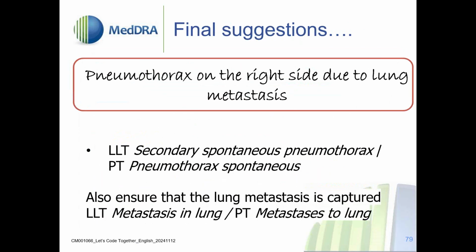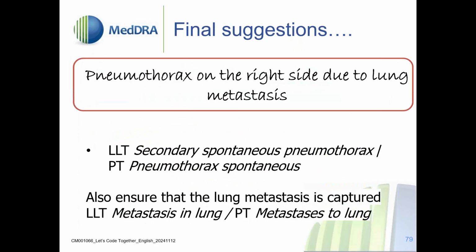So this would be our suggestion here. We would code to LLT secondary spontaneous pneumothorax under PT pneumothorax spontaneous. So it's a secondary one. The secondary indicates that there was a reason for it, in this instance, the lung metastasis, and still it can be considered spontaneous. There was no external reason for it, no trauma. And of course, you also have to ensure that the lung metastasis is captured by the LLT metastasis to lung under PT metastases to lung.